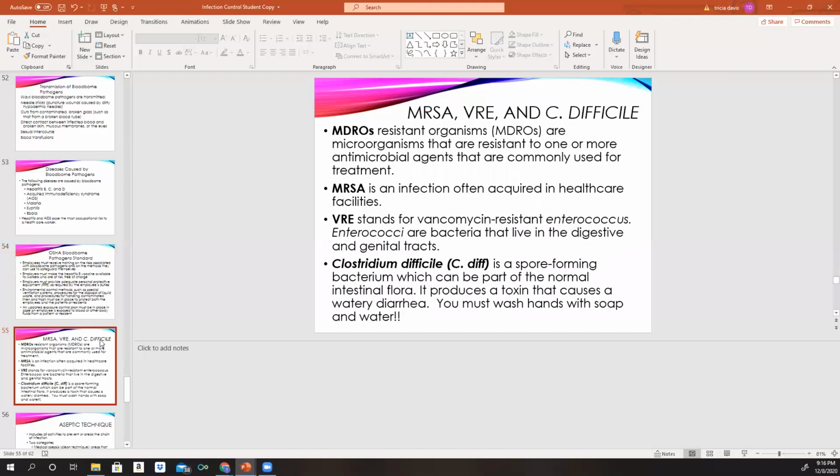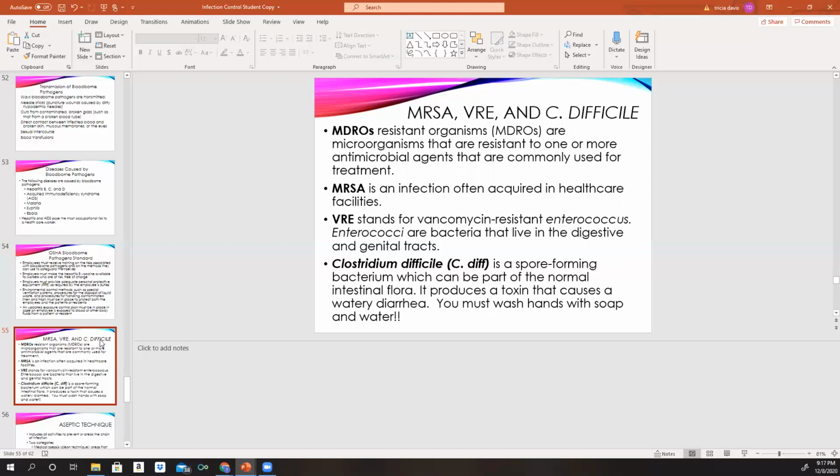All right, so MRSA, VRE, and C. diff. These are your multi-drug-resistant organisms, okay? They are microorganisms that are resistant to one or more antibacterial agents, antibiotics, that are commonly used to treat these infections. Over time, some types of bacteria have become resistant to certain antibiotics. This means that the antibiotic will not work to treat that bacteria. Another antibiotic will need to be used to treat the bacteria, but MDRO infections can be difficult to treat because they are resistant to certain antibiotics, which are the best antibiotics to treat that infection.